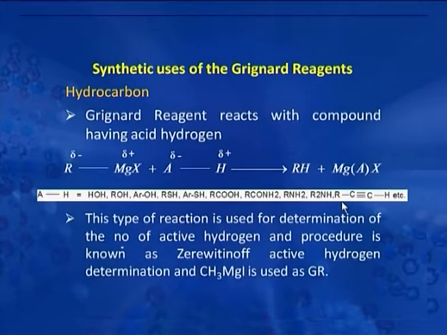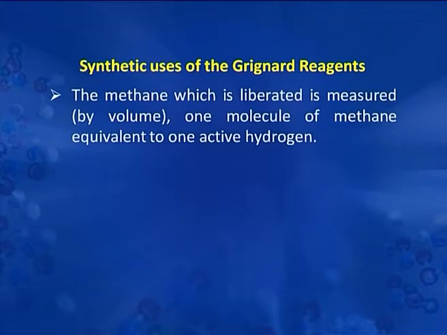This type of reaction is used for the determination of the number of active hydrogens, and the procedure is known as Zerewitinoff's active hydrogen determination. In this determination, we can use methyl magnesium iodide as the Grignard reagent. The methane which is liberated is measured in volume. One molecule of methane is equivalent to one active hydrogen. The number of methane molecules liberated is equal to the number of active hydrogens present in the compound.